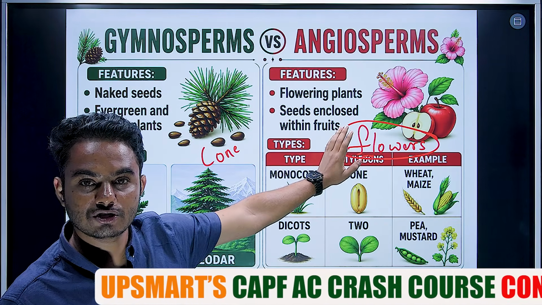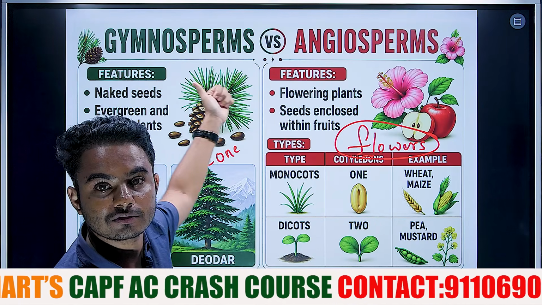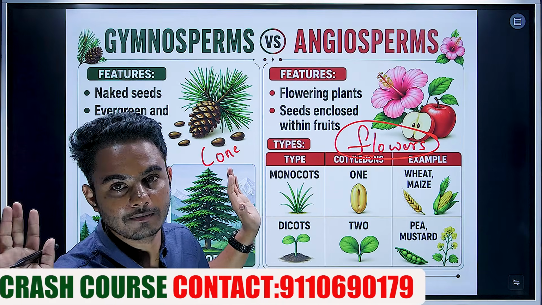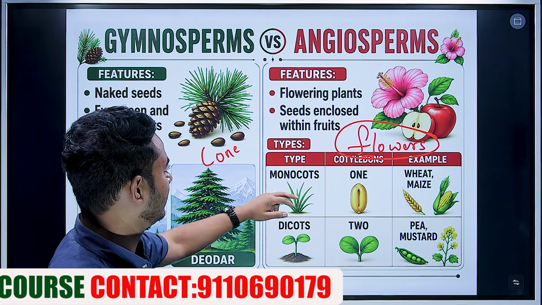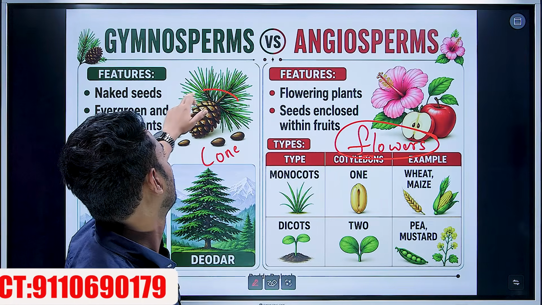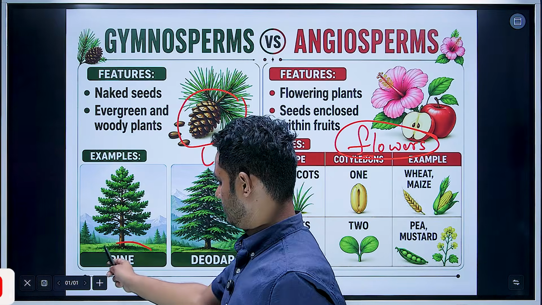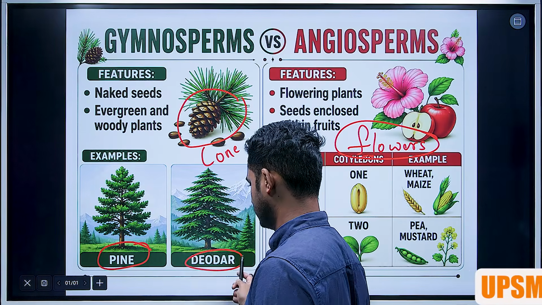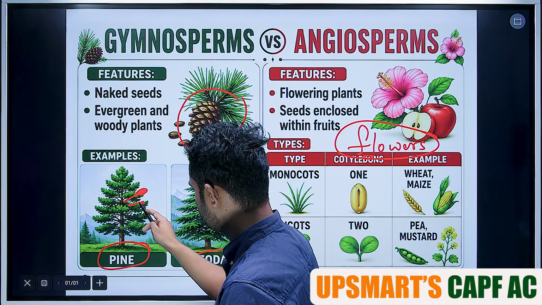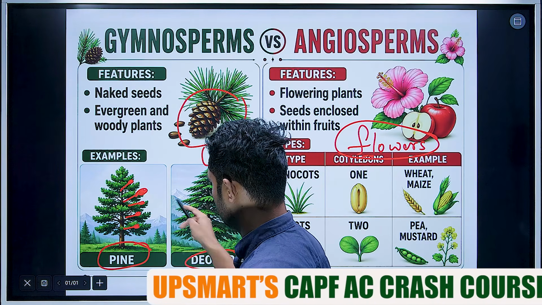So those which don't have flowers are called gymnosperms. Men usually go to the gym, no flowers. They'll not keep flowers. Fine. Angiosperms, gymnosperms. Easily understood. These will have cone-like structures. Easy, right? Pine and deodar. They will have cones like this. Fruit-like cones, dark cones. You would have seen them sometime.